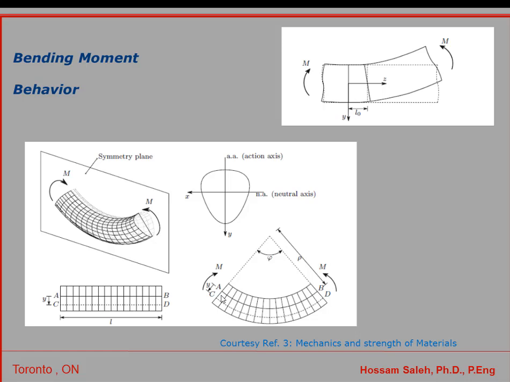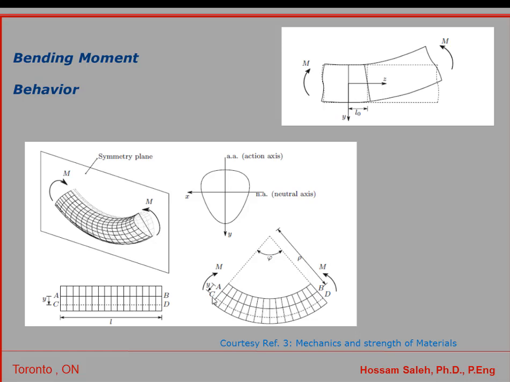Now we have three levels of the beam. The top level or the top fiber, which will be under compression in this case, and the intermediate, I mean intermediate, like between the top and the lower face, which will be AB, and that is the location of the neutral axis of the member. It doesn't have any changes.